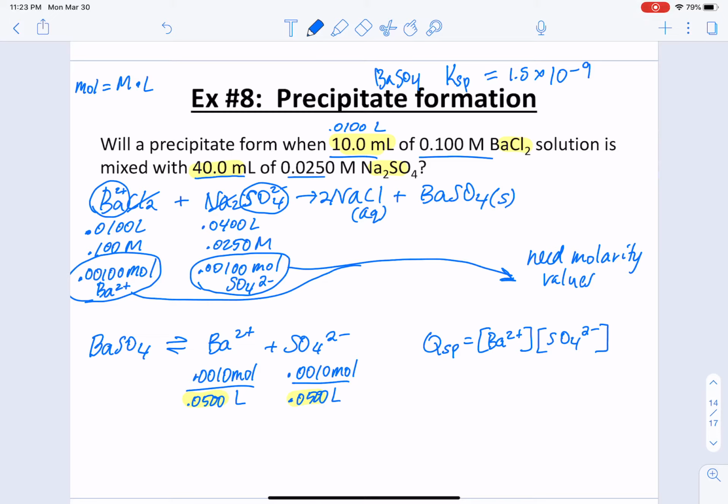So my new molarity of barium ions here, let's see, is 0.02 molar. And my new molarity of sulfate ions, if I do the calculation here, is the same for both of them, which is a coincidence. So 0.02 molar for barium and sulfate. So now I'm going to plug that into my QSP expression.